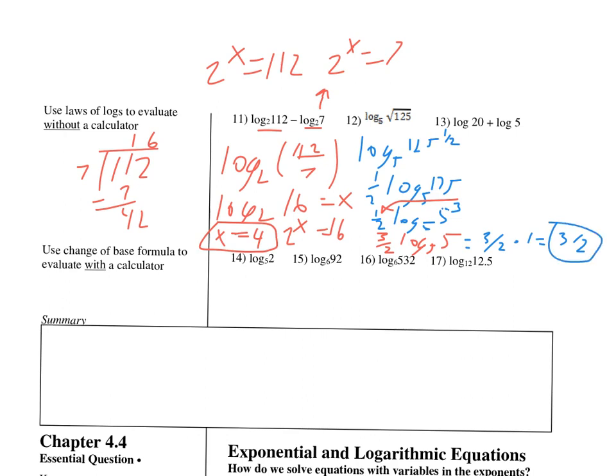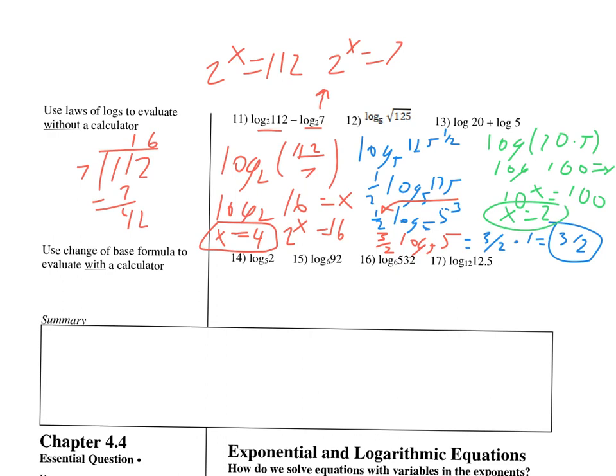All right, lastly, number 13 here. So again, these ones, we're going to condense them. So log of 20 times 5. So 20 times 5, of course, 100. Remember, this is base 10. And so when we switch it to exponential form, we're saying 10 to what power gives you 100. And so that's obviously 2.